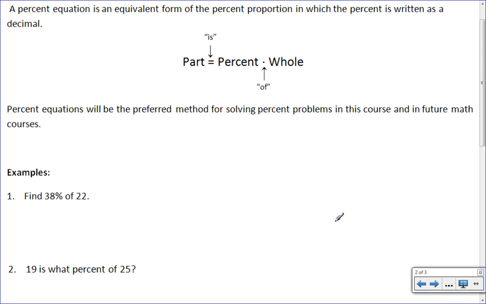Okay, so let's start with example 1. It says to find 38% of 22. So we want to know what is 38% of 22. So what we're looking for will equal 38%, and remember the percent is written as a decimal, so that's 0.38. Of means to multiply times 22, the whole. Okay. And this time we're not estimating anymore. We actually want an exact answer. So 0.38 times 22 comes out to 8.36.